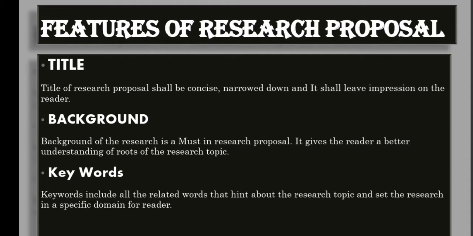Then is background. Background includes the introduction of the topic, the circle of impact, and some rhetorical questions, to signify your topic and develop the interest of a reader in your research. Then is keywords, which include all the related words that hint about the research topic and set the research in a specific domain for a reader. For example, if you are doing research on why rape is arising as a major problem in Pakistan, it can have keywords of rape, harassment, assault, violence prevention, victims, etc.